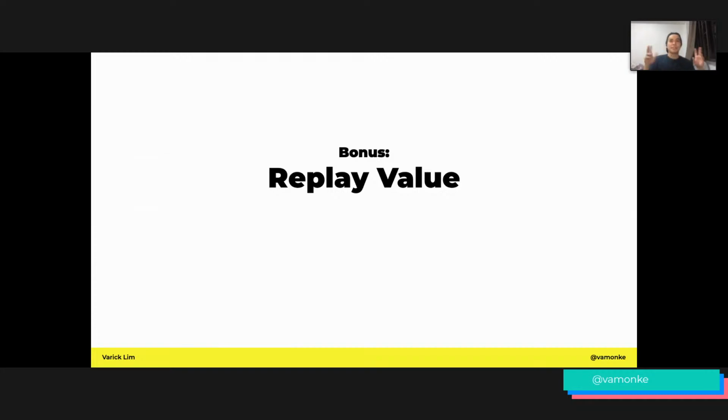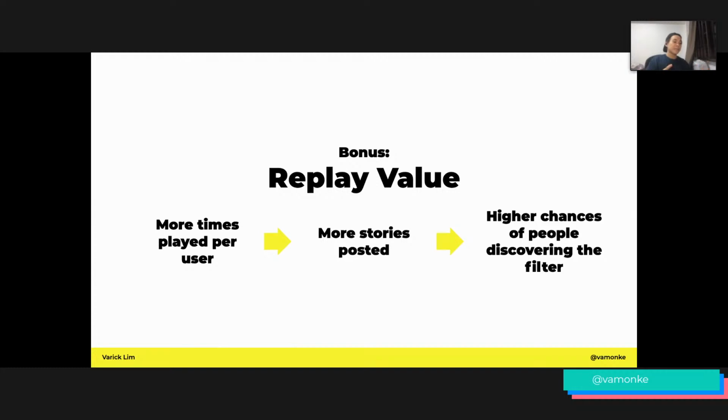Something special, a bonus you can say, is replay value. So this really depends on the type of game you are playing and the format of the game you are building. For some of my games, I found that it has that replay value, so people will play it multiple times, and then it sort of allows it to be discovered more easily. Because when your game has that replay value, users will play it more times, right? Then they'll post more stories, and it's more likely that their followers will discover the filter and want to try it out on their own.